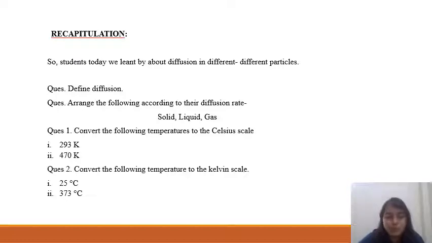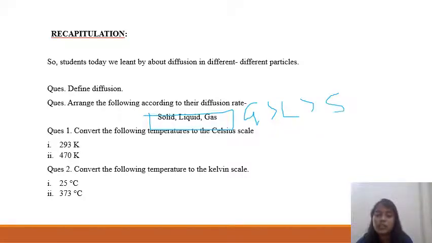Now, recapitulation part. So, students, today we have learned about diffusion in different particles. Now, you have to define what you mean by diffusion in your own words. Basically, it's the mixing of one particle into other particles. Now, question number 2. Arrange the following according to their diffusion rate. The rate of diffusion is high in what? Gas. After that, liquid. After that, solid. So just arrange all of these according to their rate.